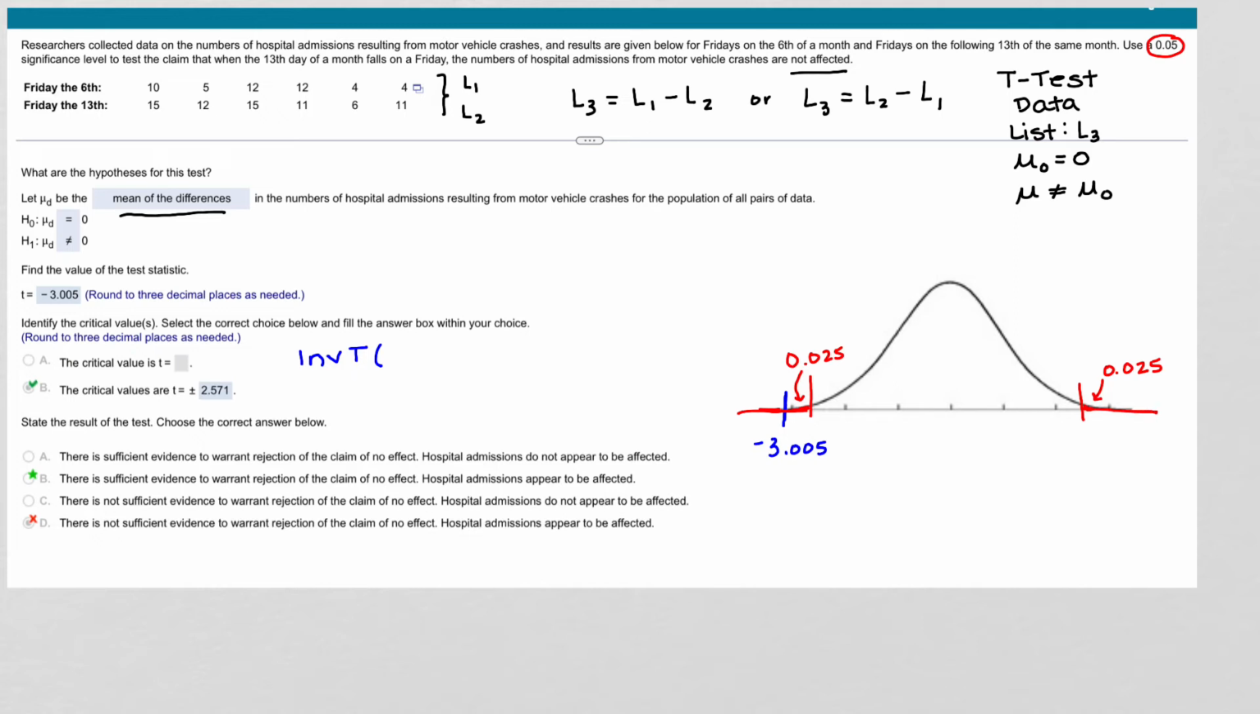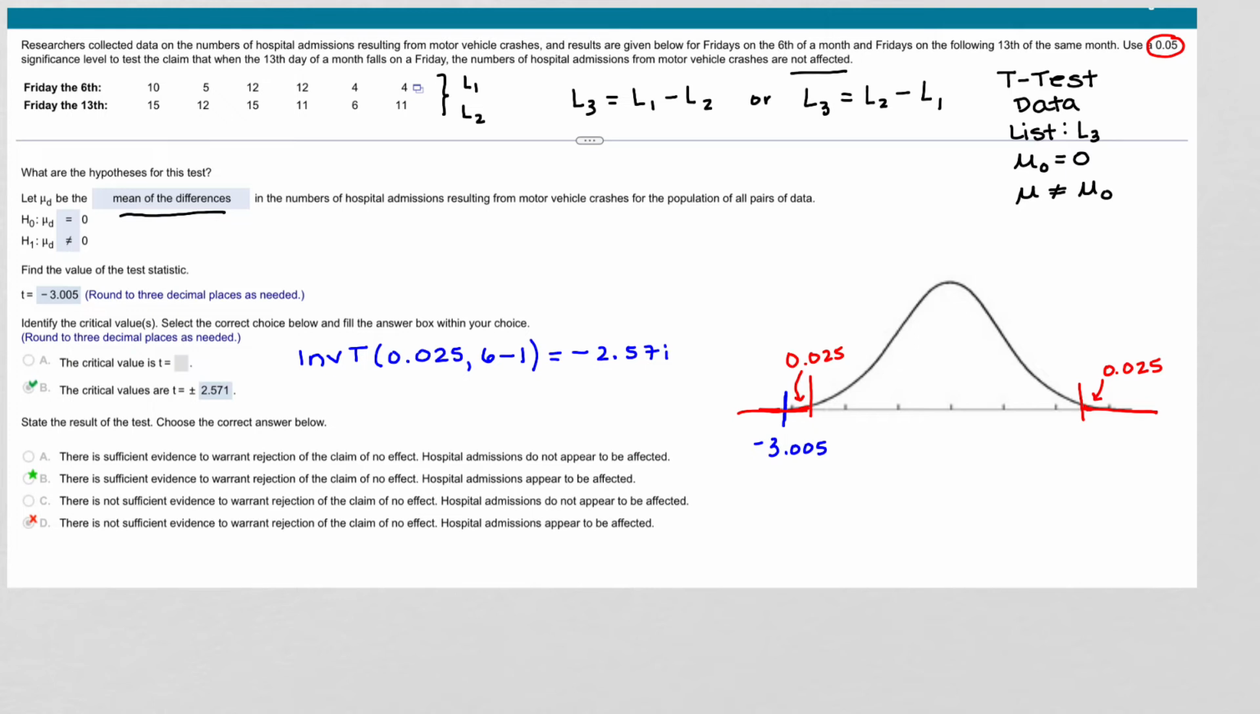Okay. So for inverse t, I'm going to put in 0.025. I'm just going to find that left-hand critical value first. And I have to give the degrees of freedom. There are 6 pairs of values, so my degrees of freedom is 6 minus 1. And when I do this, I get negative 2.571.